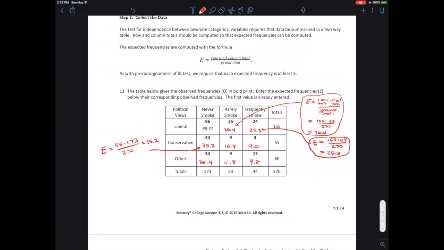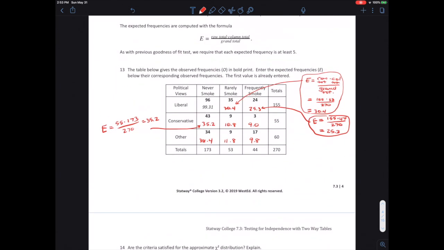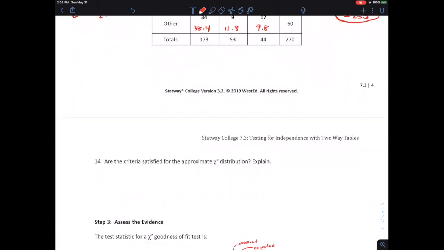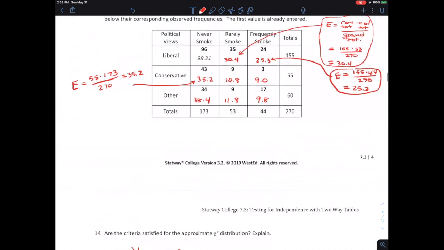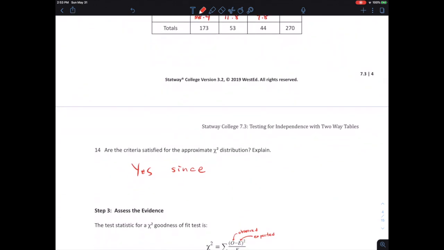As before, we are going to have to do the chi-square statistic next, but do remember the requirement for the test is that each E has to be at least 5. So on question 14, it's asking if the criteria are satisfied. The answer is yes, since if you look, one of the expected frequencies is 9, which is the smallest one. They have to be at least 5 was our rule. So we can say yes, since each E is greater than or equal to 5. That's our rule, and that was satisfied.